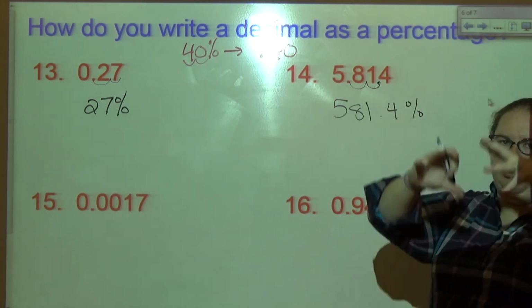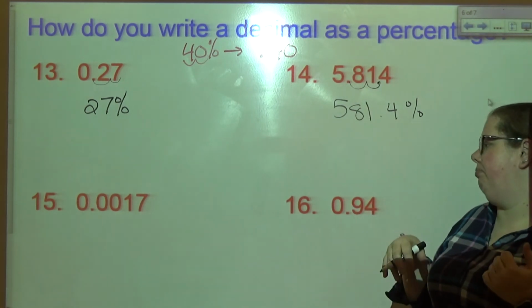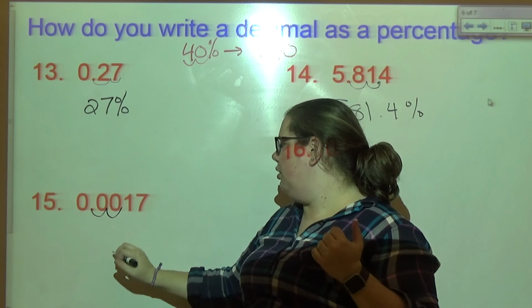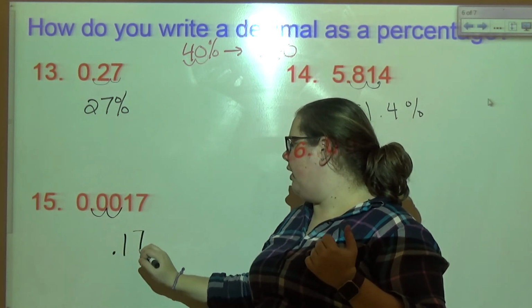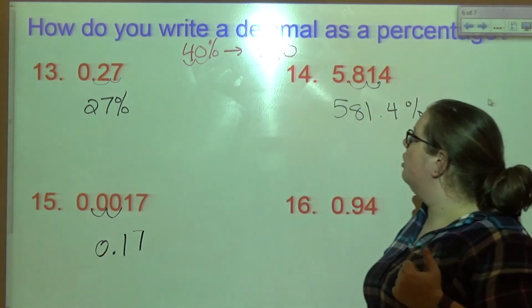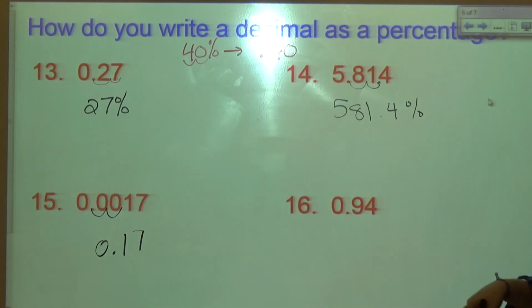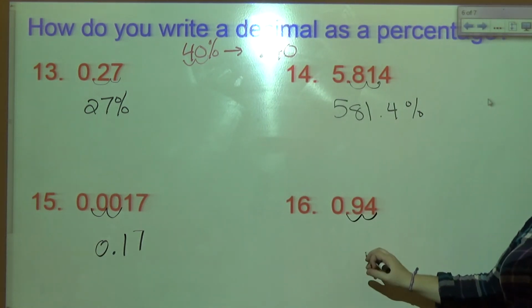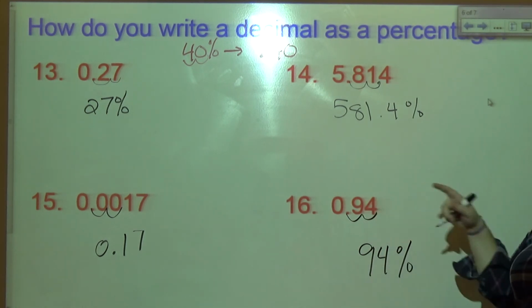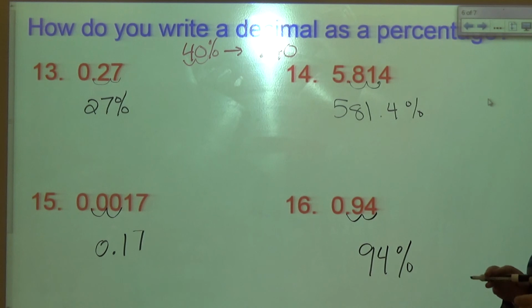As a percent, our number's bigger. Move it twice, 1, 2, 0.17, sorry. Move it twice, 1, 2, 94%. 94 hundredths.